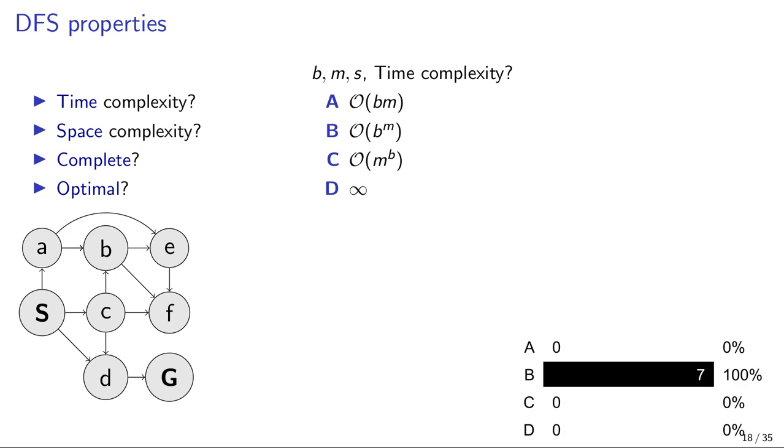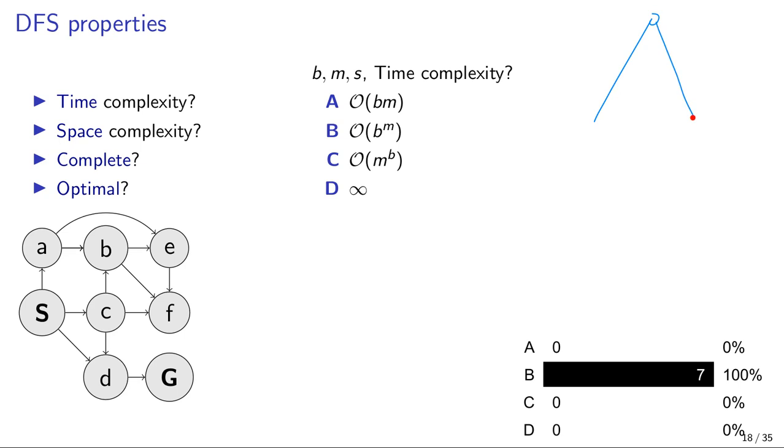Okay, thank you. So all good. So, indeed, the time complexity is b to the power m. In the worst case, it can happen that I will need to go through the whole tree, right?